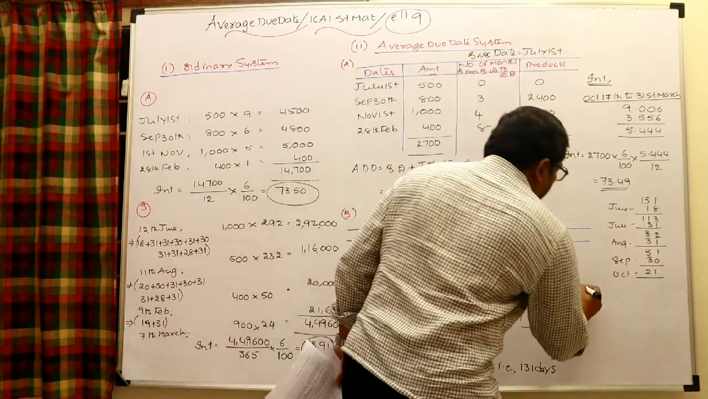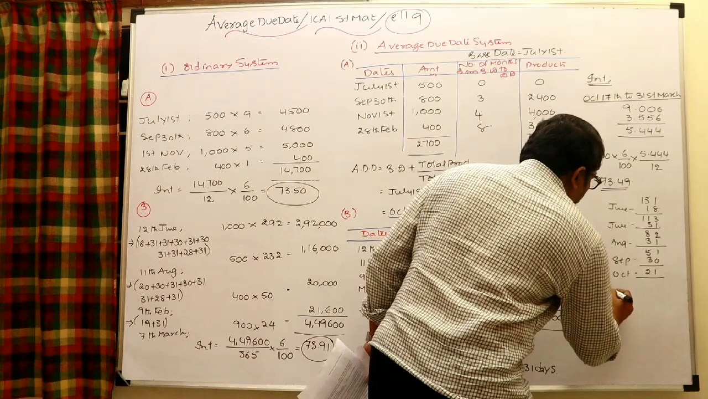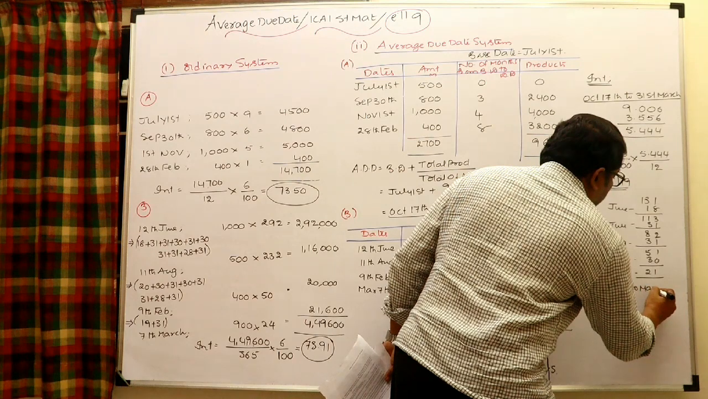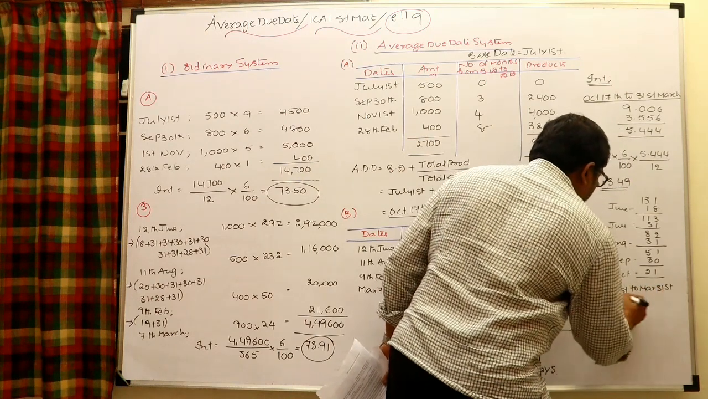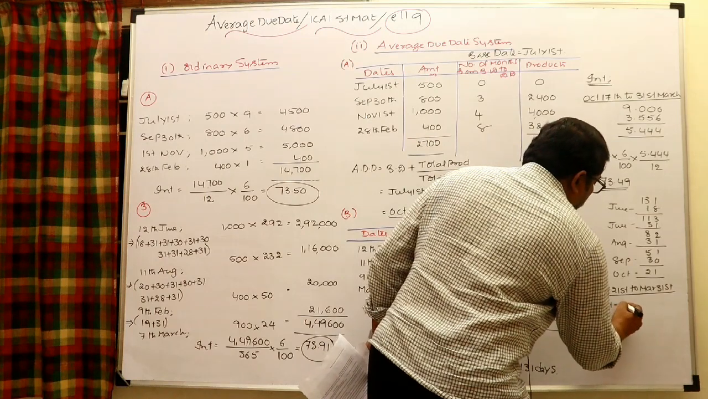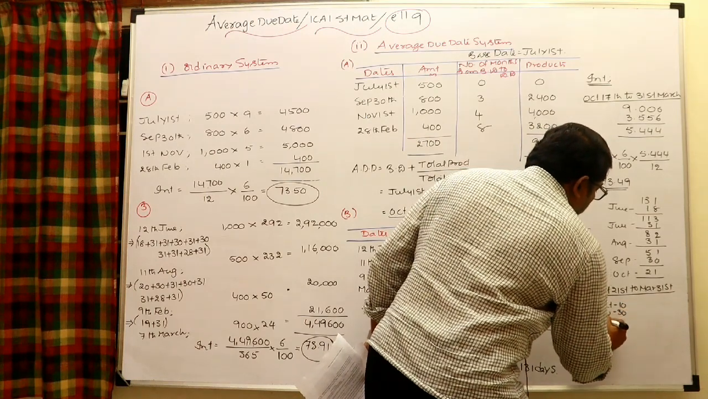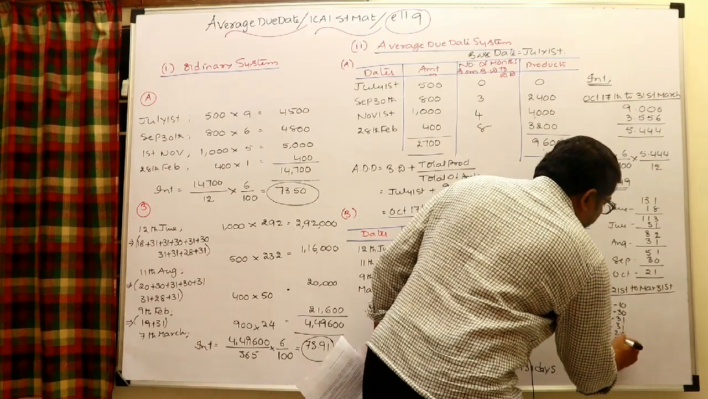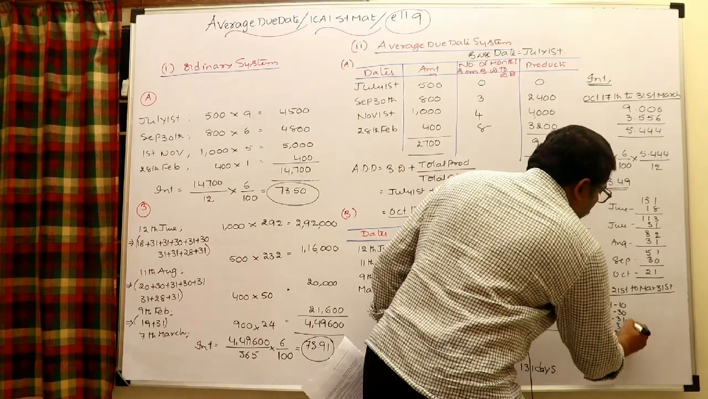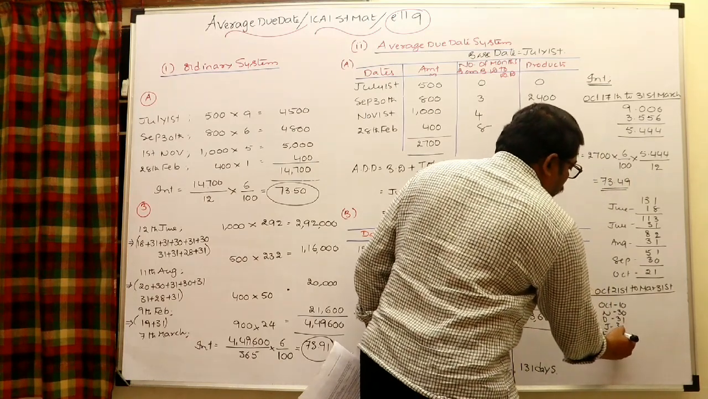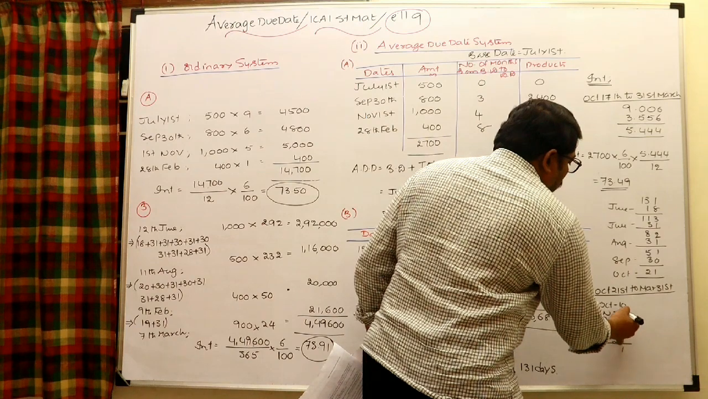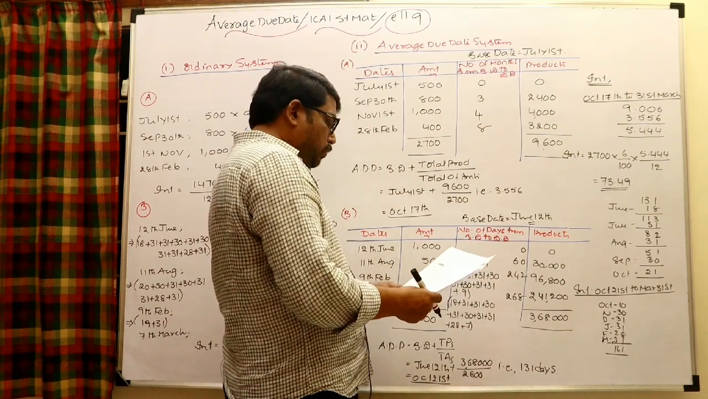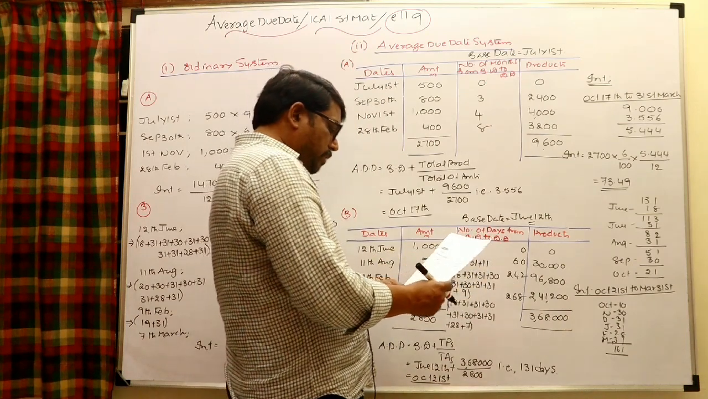Now interest is to be calculated from October 21st to March 31st. See how many days in October: 10 days. November 30, December 31, January 31, February 28, March 31. Therefore the total number of days looks like 161 days. So interest is to be calculated for 161 days.